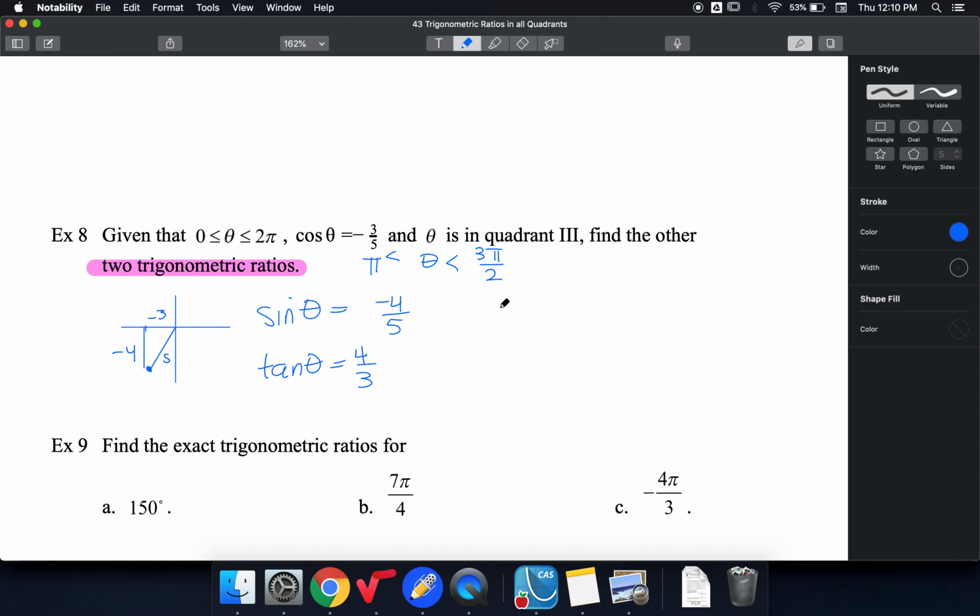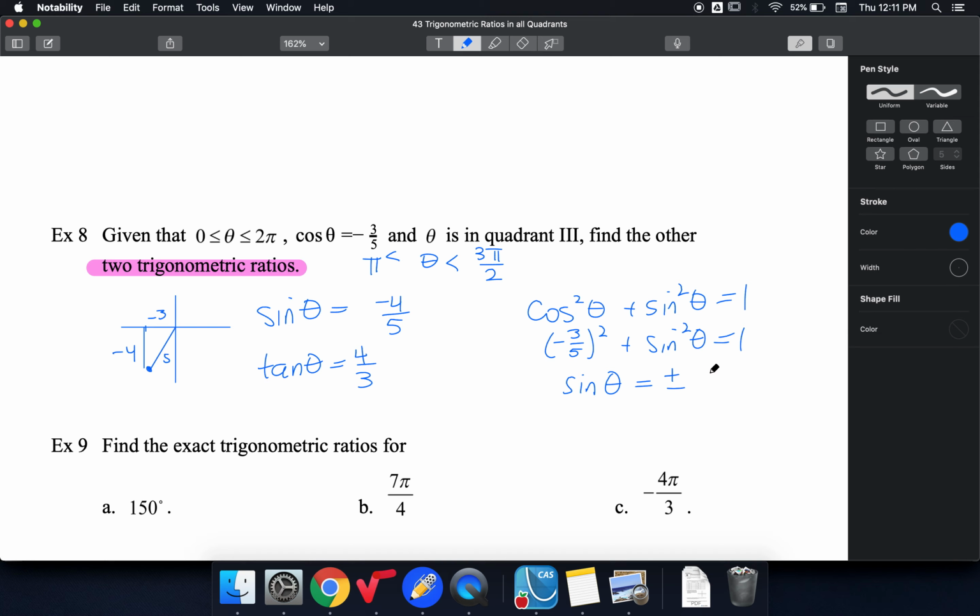So we could have also tried to use the Pythagorean identity here. We could have said cos squared plus sine squared is 1. So I would have had negative 3/5 squared plus sine squared is 1. So my sine value would have ended up being plus or minus. So that's 9 over 25.